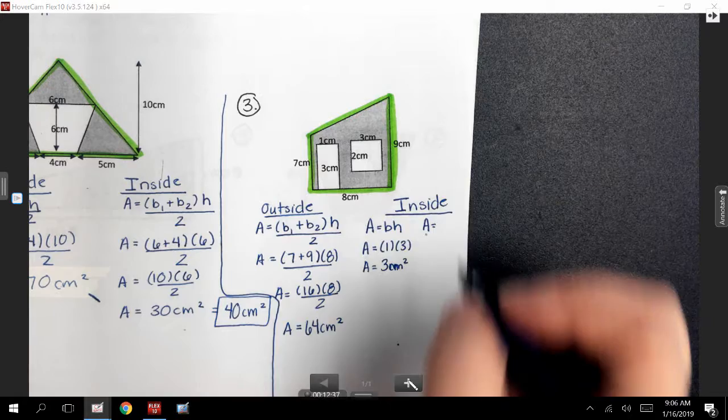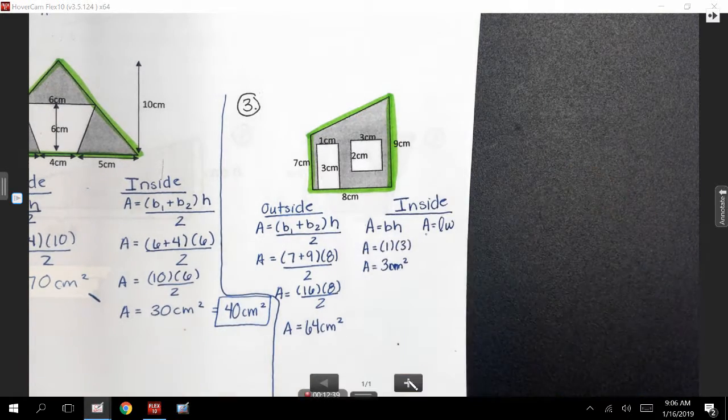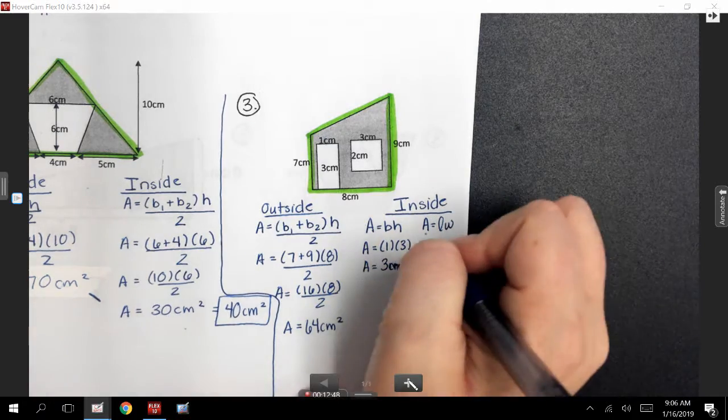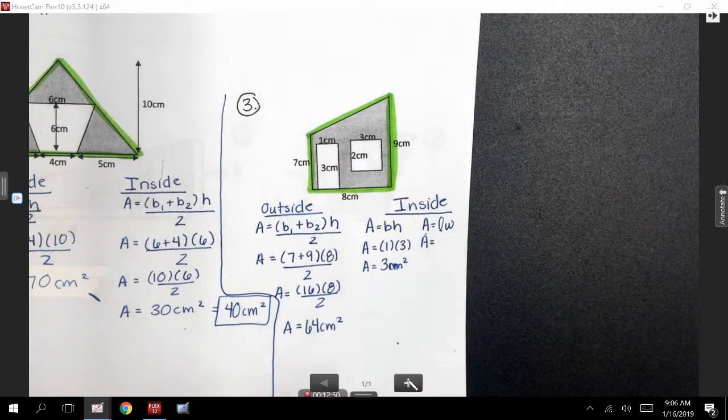Length times width. We can use length times width. Guys, do you realize that it doesn't matter which one I choose? For a rectangle? It doesn't matter. For a parallelogram, will it matter? Yep.